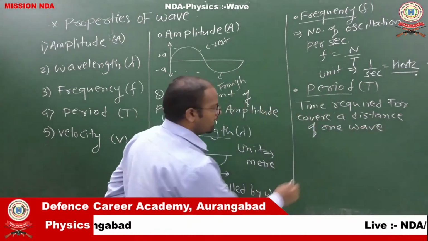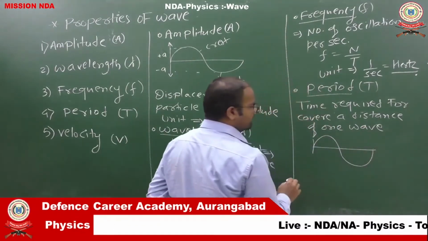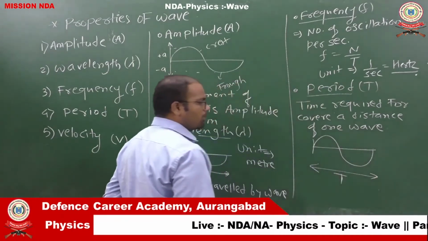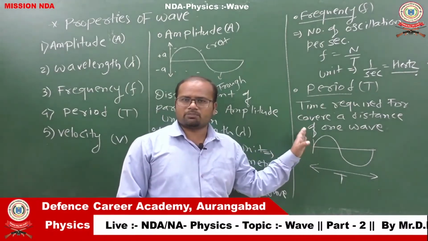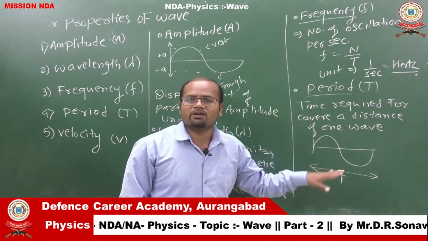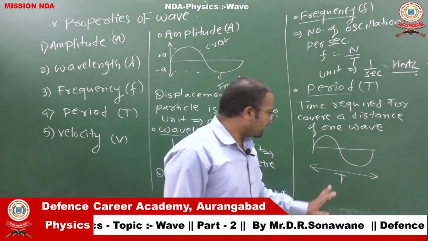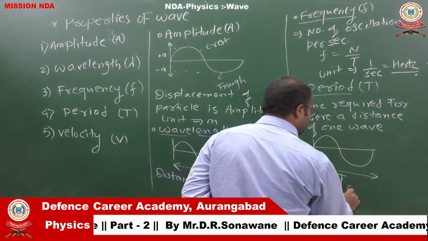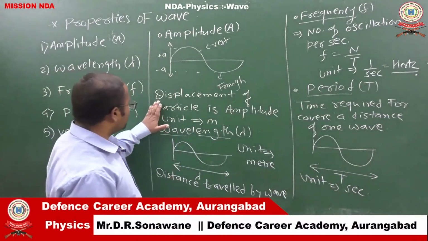So time required, it means one wave is traveled, it means there is one crest and one trough. So the time required to travel one crest and one trough, that is nothing but the period of the wave. This property is also known as the time period of the wave. Time period, or you can simply call it period. So capital T, and the unit of this quantity is second. These are four properties. Very important.